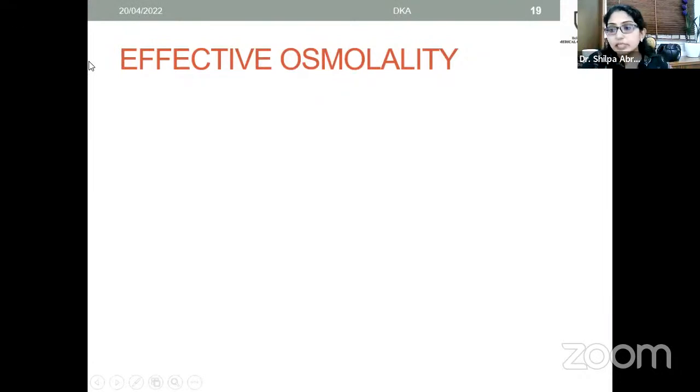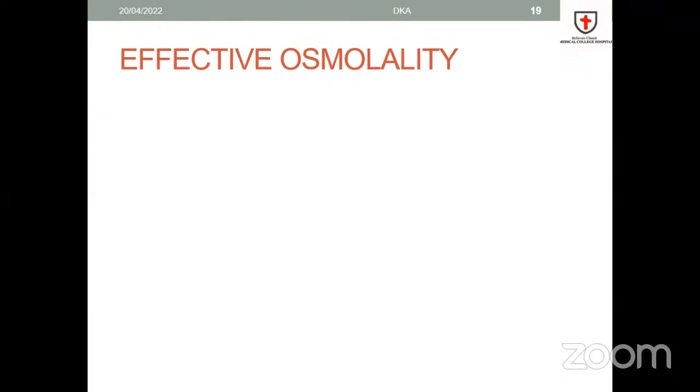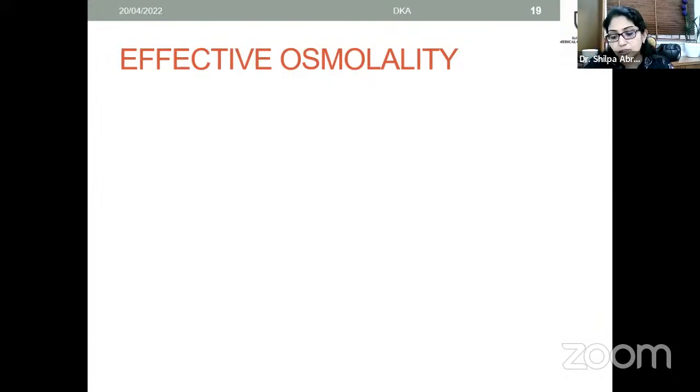So I said, when we talk about DKA, one of the scariest complications which can increase your mortality is cerebral edema, especially in a child with severe DKA. When we talk about cerebral edema, what is the thing that comes to your mind? It is the osmolality. If your plasma is hypoosmolar, that is, the osmolality of the plasma decreases, what happens to the brain cell? The fluid will flow from the plasma into the brain cell, right? And that will lead to swelling of the brain cell, which will result in cerebral edema. That is what we don't want to happen. So that's how osmolality is related to cerebral edema.